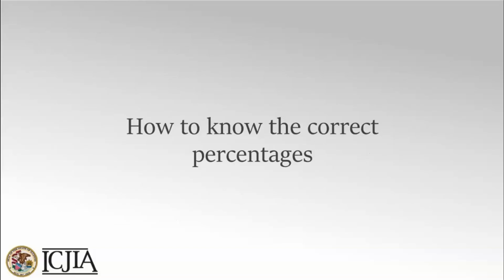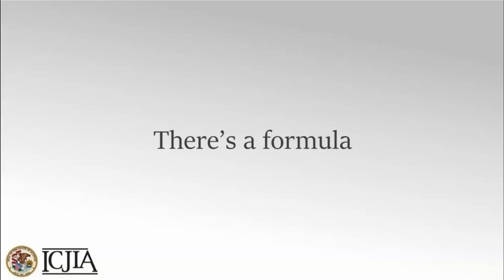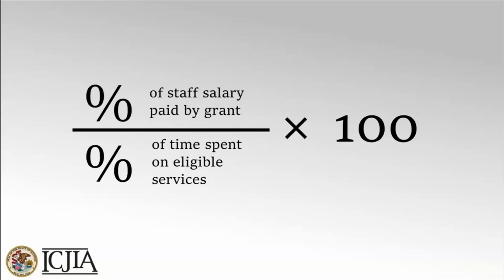Okay, so how do we know what percentages to enter into funding for staff? There is a formula that's very helpful, and it's very simple. It's a fraction, a simple division. The numerator, you want that to represent the portion of a particular grant that supports a person's salary, or how much of a staff person's salary is funded by that grant. And then the denominator is the estimated portion of time that staff person spends on that grant's fundable services. And we'll go through some examples that start out really easy and get progressively more difficult.